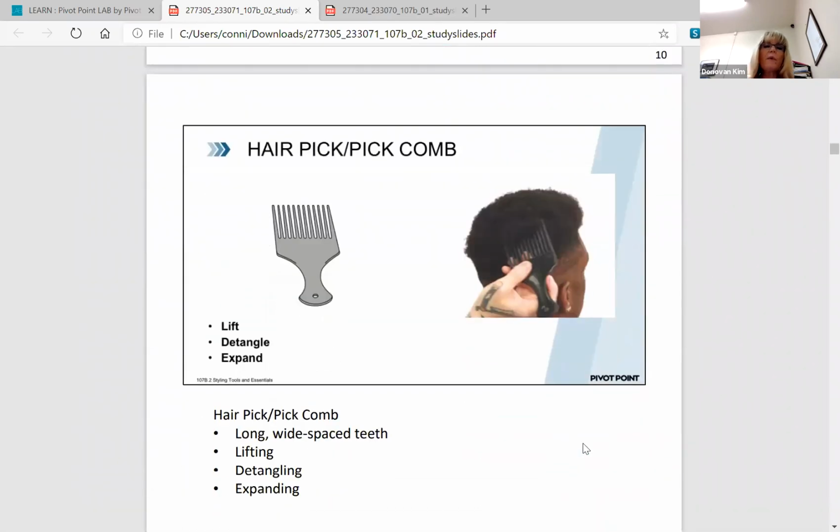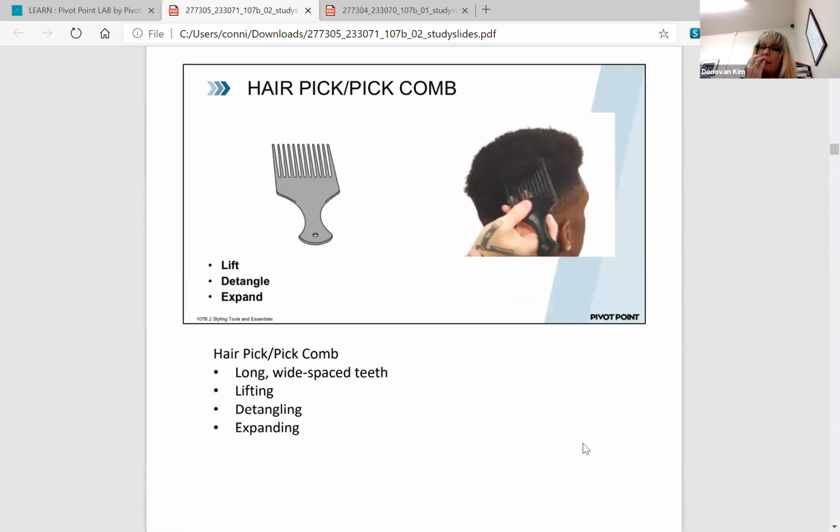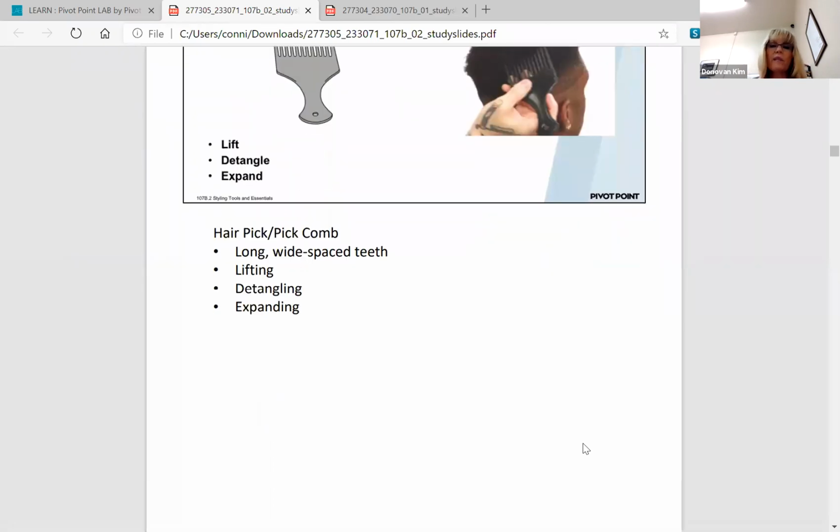A pick will lift, detangle, expand. There's plastic picks, there's wire picks, there's really large ones all the way down to really small ones. So again, it's going to depend on the type of hair that you're working with. You could have coarse hair, fine hair, whatever it is that you're trying to work with, what type of pick and what type of material are going to work best for that particular type of hair.